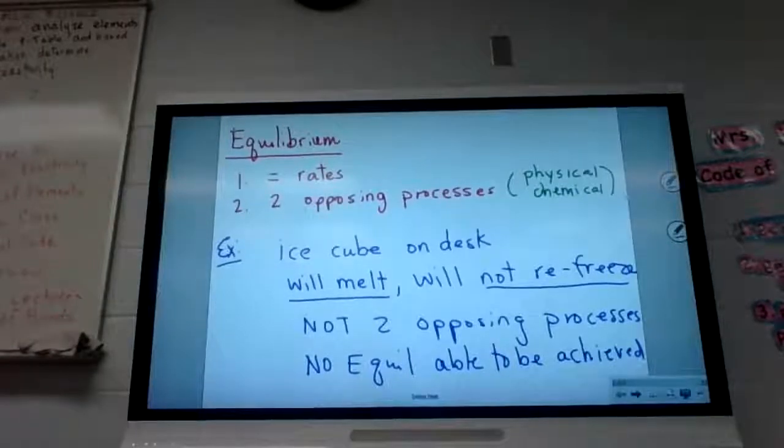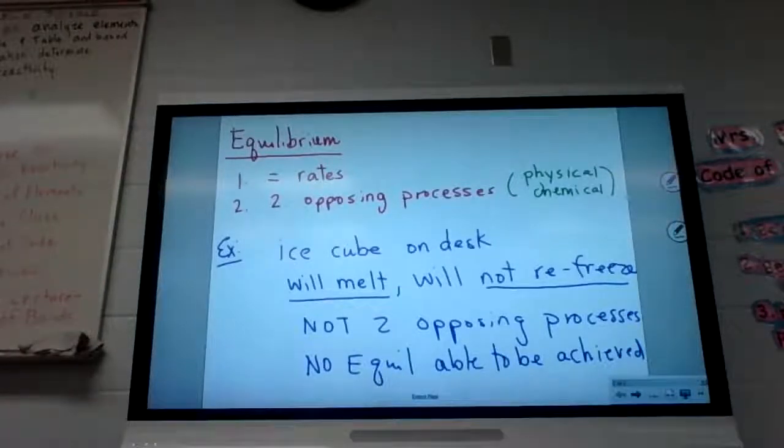So in order to have equilibrium, you have to have two processes. If we want this to work, we at least have to have a freezer, or at least a refrigerator that was really cold. A freezer or a refrigerator would be ideal for us to have an ice cube that could melt and refreeze. Sitting here on my desk in this classroom at about 75 degrees, we have no hope of that ice cube refreezing. All it's going to do is melt. Is everybody with me on that?